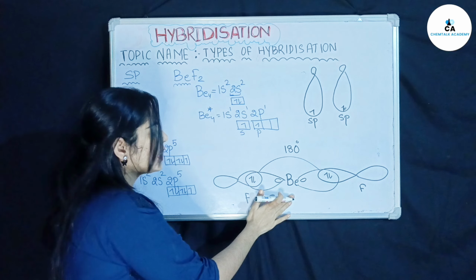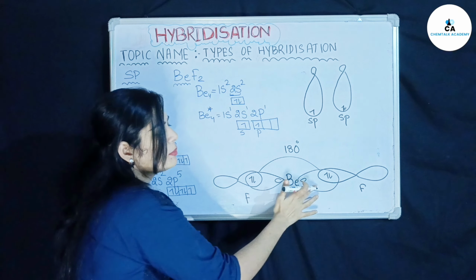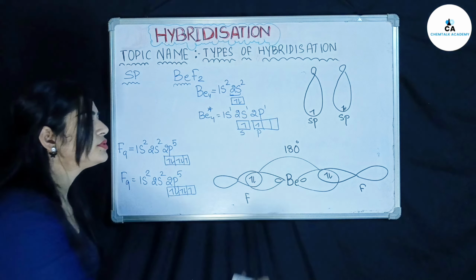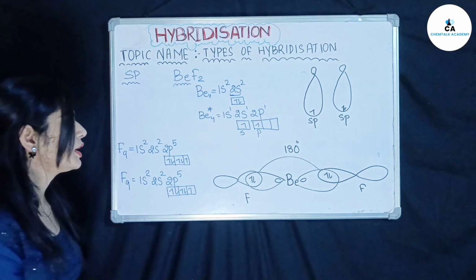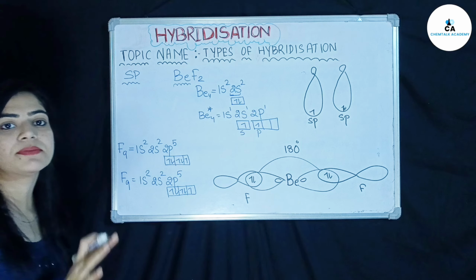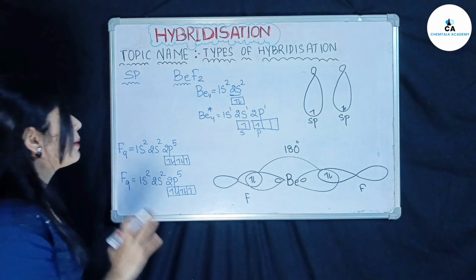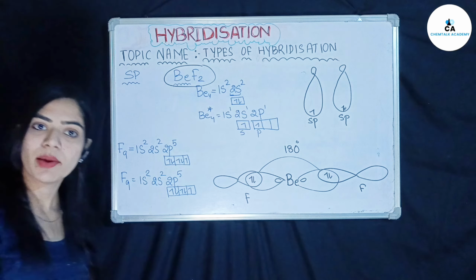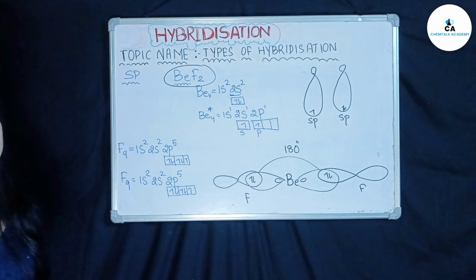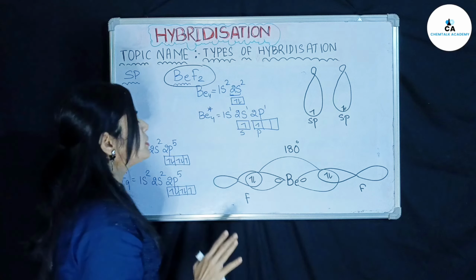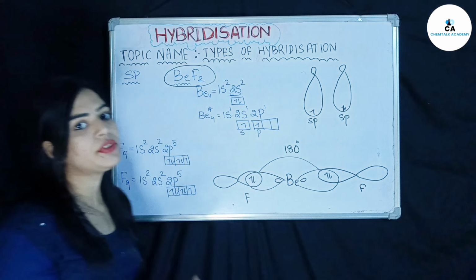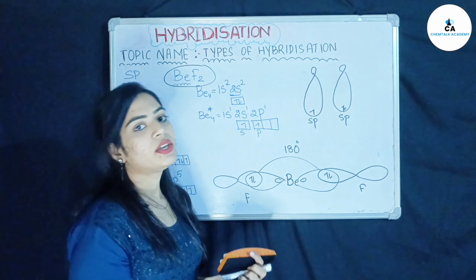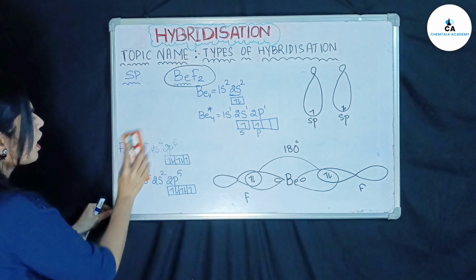Beryllium is the central metal atom. Now beryllium's two hybrid orbitals overlap with the p orbital of fluorine. So this is the sp hybridization. So the hybridization of BeF2, what we get? That is sp hybridization. Now how much percentage of s character is present here? 50% of s character and 50% of p character. Clear? Okay, now let's move to sp2 hybridization.